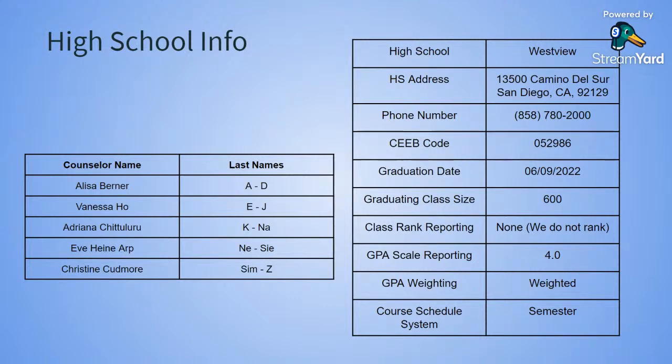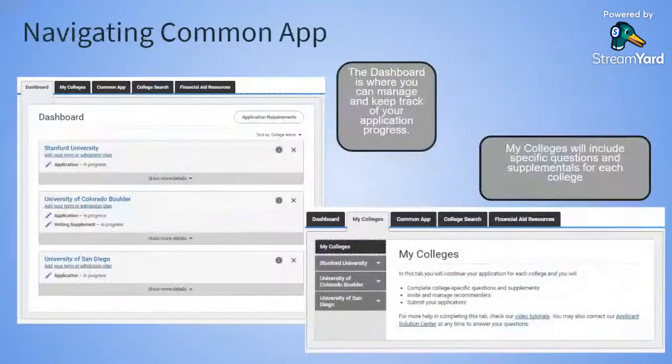WestU does not provide class rank. Our GPA reporting scale is a 4.0, and it's a weighted GPA scale. And again, our course system is a semester system. So these are all questions that you're going to have to answer on the application. If you need your counselor's information, it's on the left-hand side with our alphabetical breakdown. If you're needing a recommendation from a counselor, you will need to put in our name. We'll get there in a few minutes. I'll show you what that's going to look like.